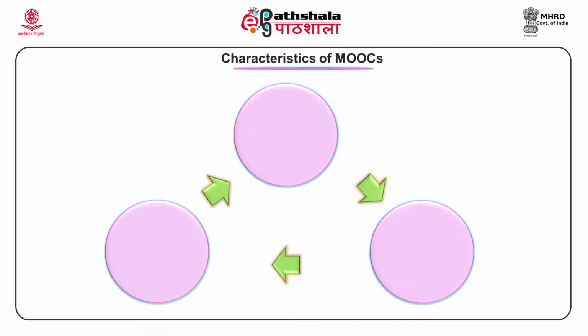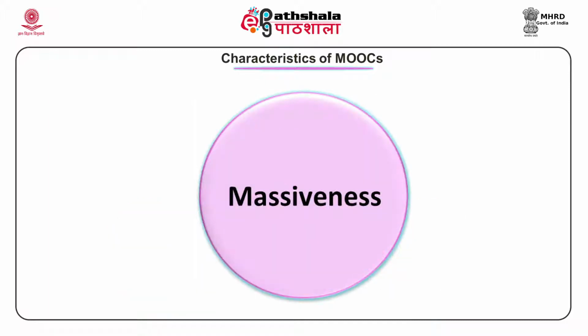Let's see the characteristics of MOOC. MOOC are built on characteristics of massiveness, openness and a connectivist philosophy. What do you mean by massiveness? It is open online course for all. It can easily accommodate large number of students. It is accessible at any place and at any time. This makes its dimensions even larger.